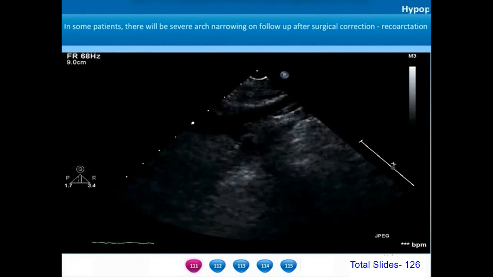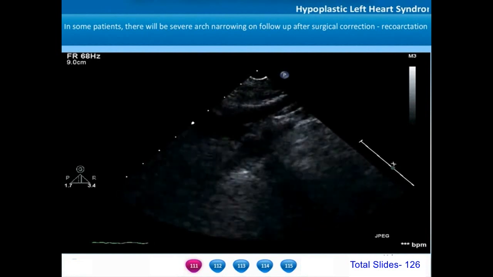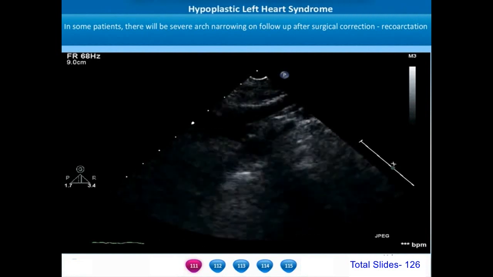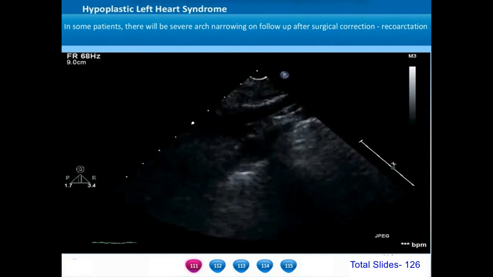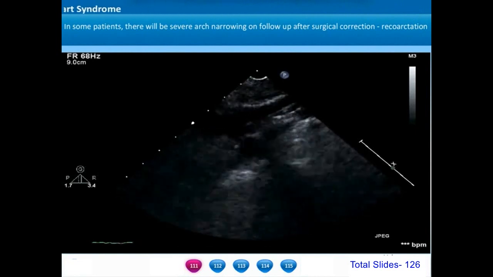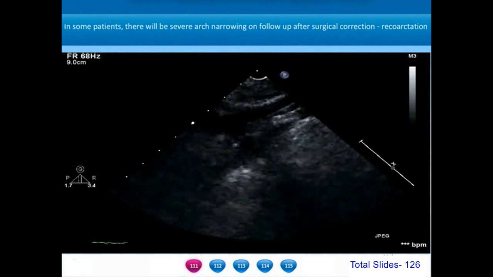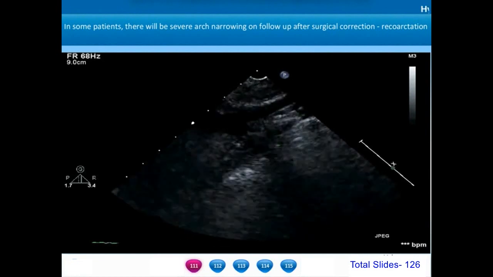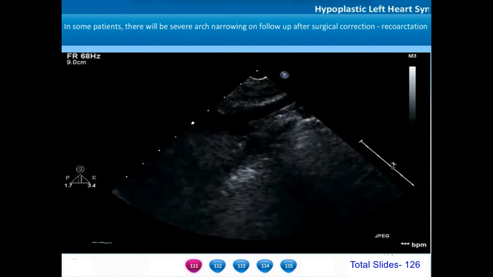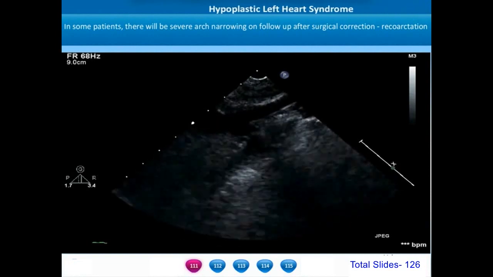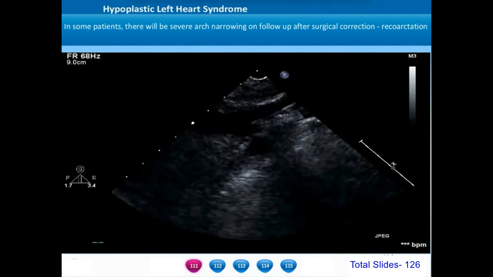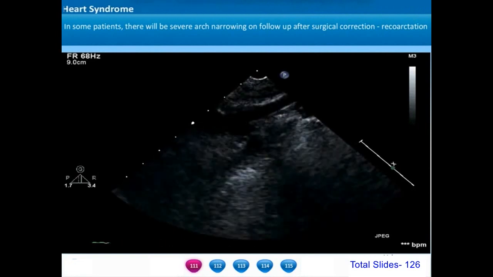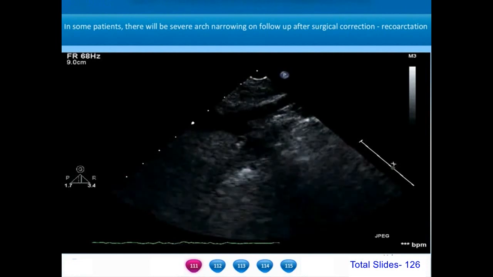Coarctation due to a posterior aortic shelf sometimes may not manifest in the neonatal period and may present as coarctation later in childhood. In this example, a 7-year-old child who had a stage 3 completion of Norwood surgery at the age of 3.5 presented with severe arch narrowing and the coarctation was stented. The echocardiogram shows the stent in the proximal descending thoracic aorta.